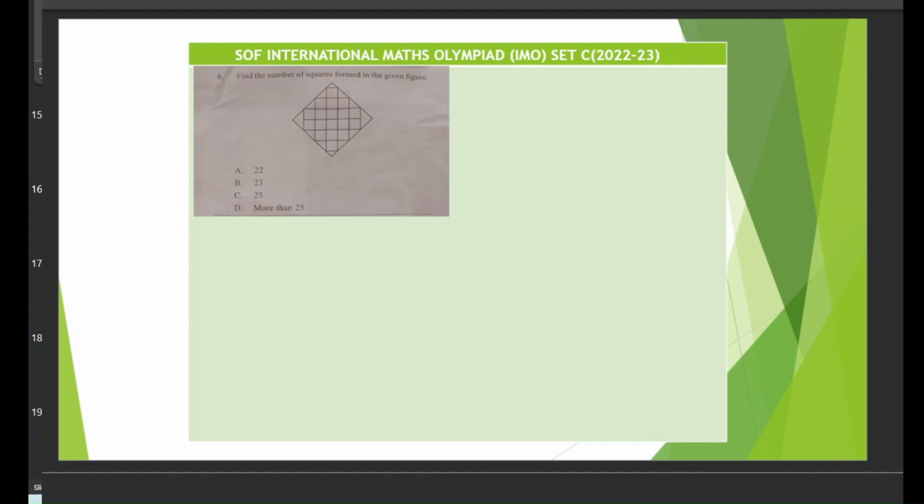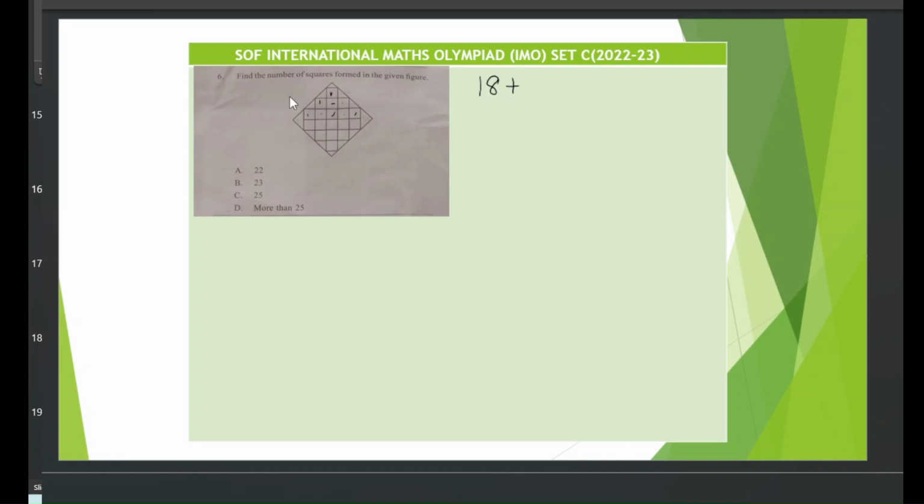Question number 6 says, find the number of squares formed in the given figure. So let's try to find out. First, we will count the small squares that are there. So one is here, 1, 2, 3, 4, 5, 6, 7, 8, 9, and then we'll double. This side also has the same number. So 9 twos are 18. So 18 small squares are there.